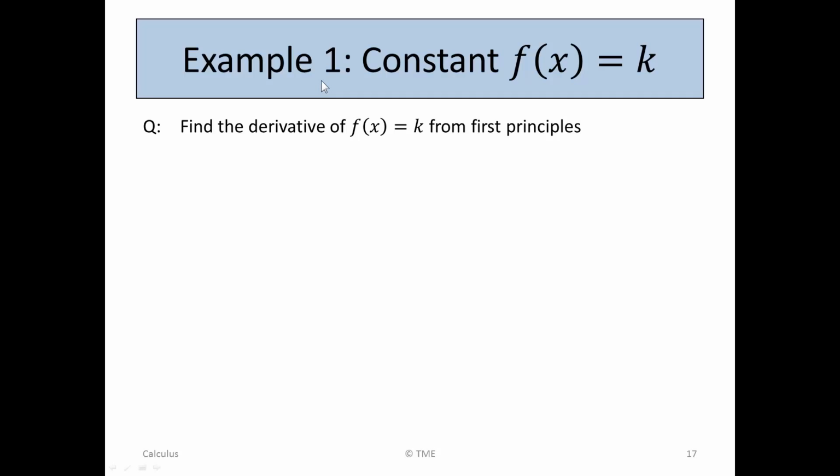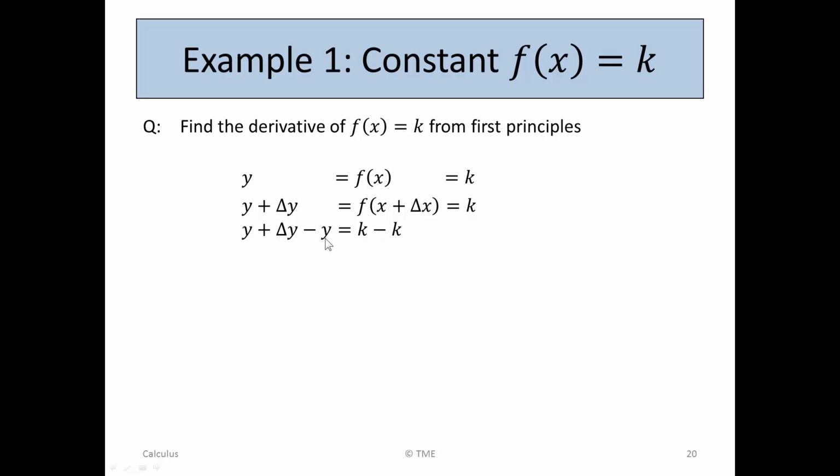We don't always get the opportunity or have the requirement to draw the graph, so we might just do it using the formula. Find the derivative of f(x) equals k from first principles. So we write the function out, y equals f(x) equals k. The next step is to write y plus delta y, a small change in y, and that leads to a small change in x, f(x plus delta x). In this case, that's also equal to k, because regardless of what value we have in here, we're always going to get k. It doesn't depend on x.